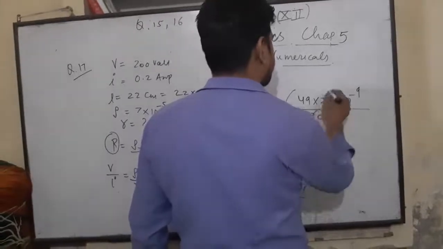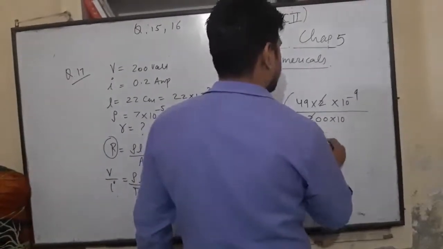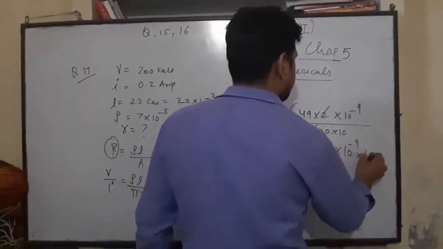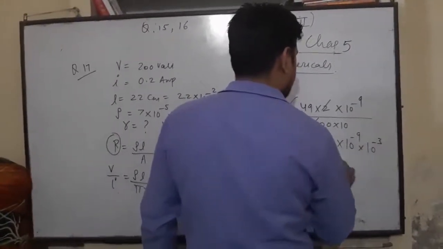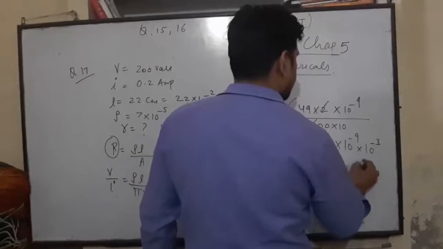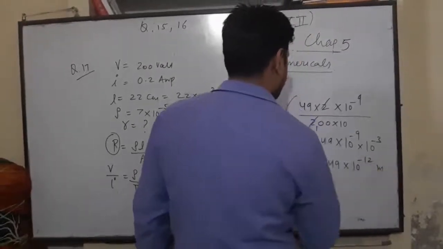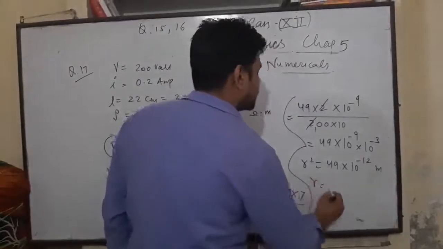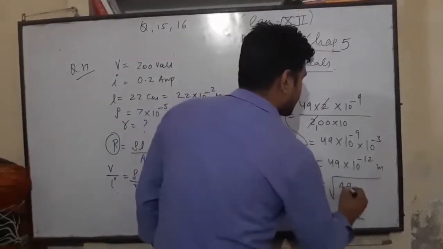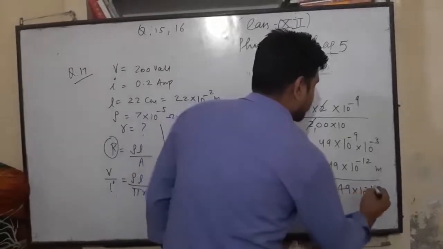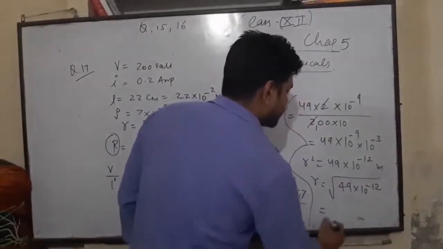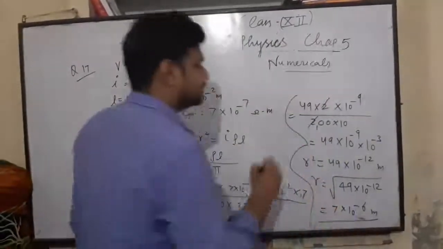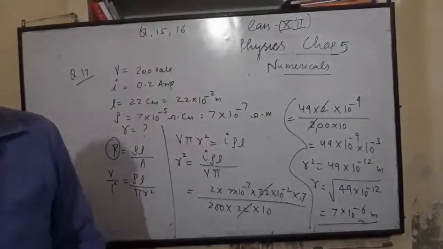So it becomes 49 into 10 to the power minus 9 into 10 to the power minus 3, which is 49 into 10 to the power minus 12 meter. This is the value of r square, but we have to find the radius. Then take the root of 49 into 10 to the power minus 12, which is 7 into 10 to the power minus 6 meter. This is the radius.